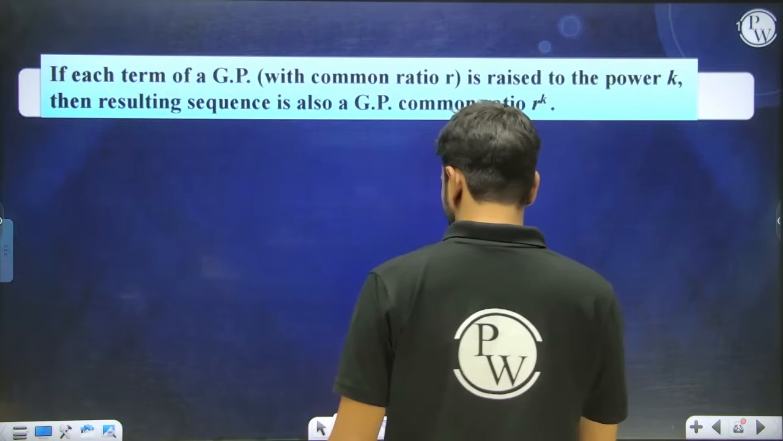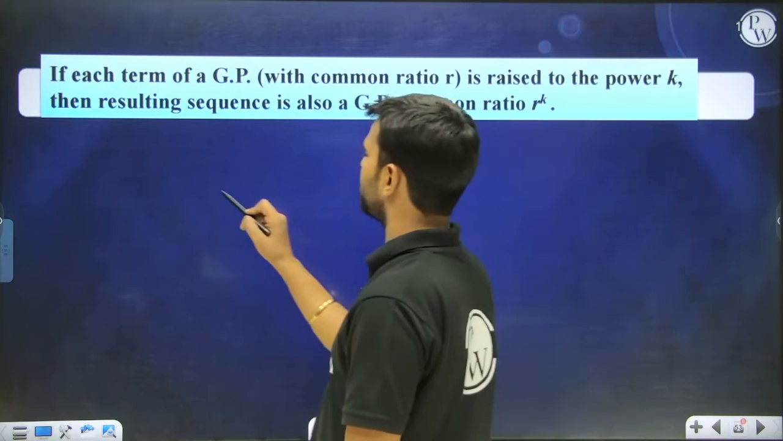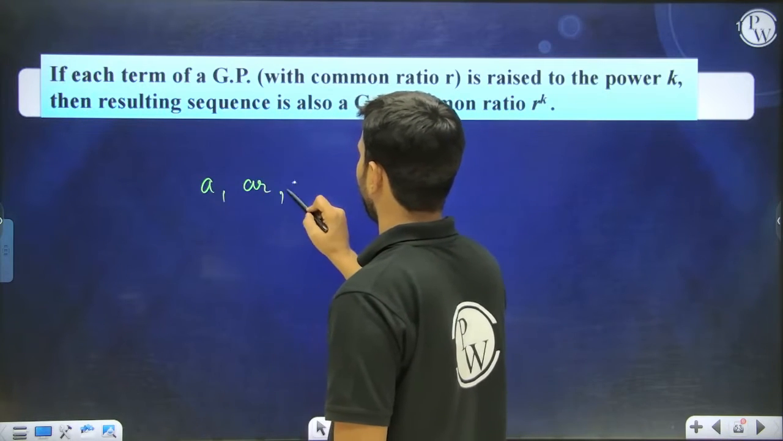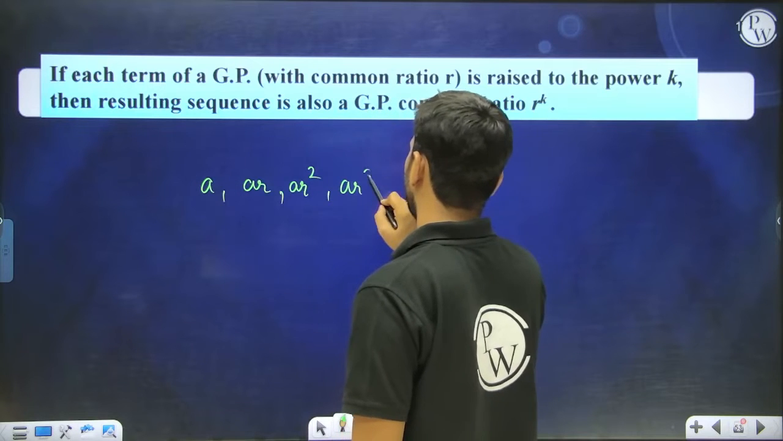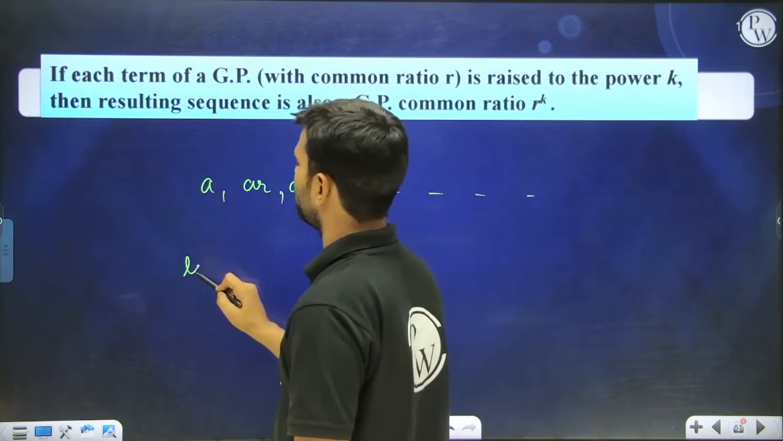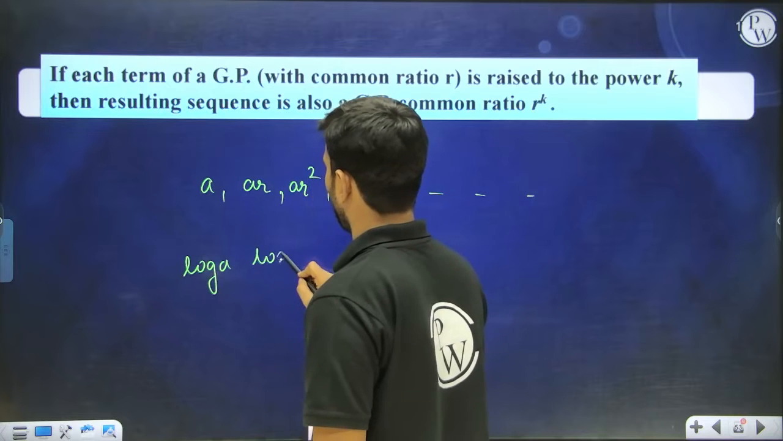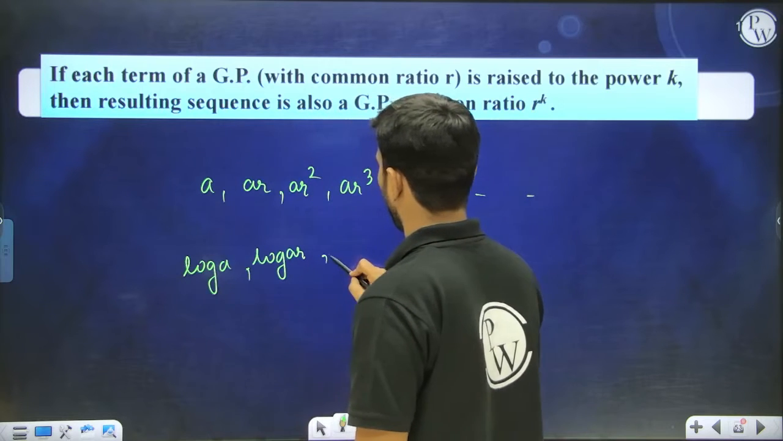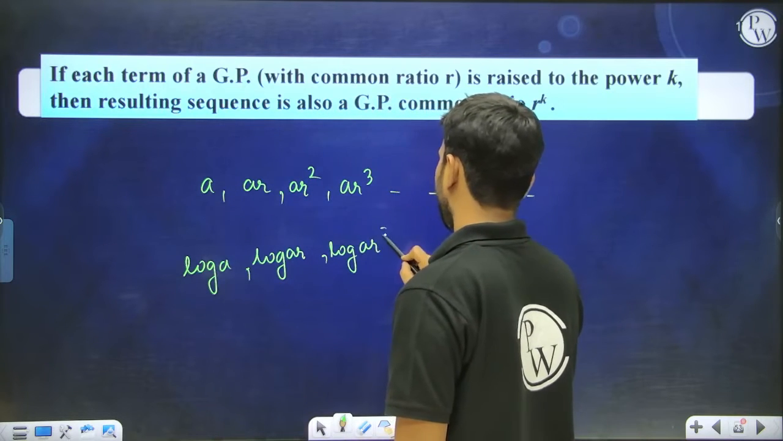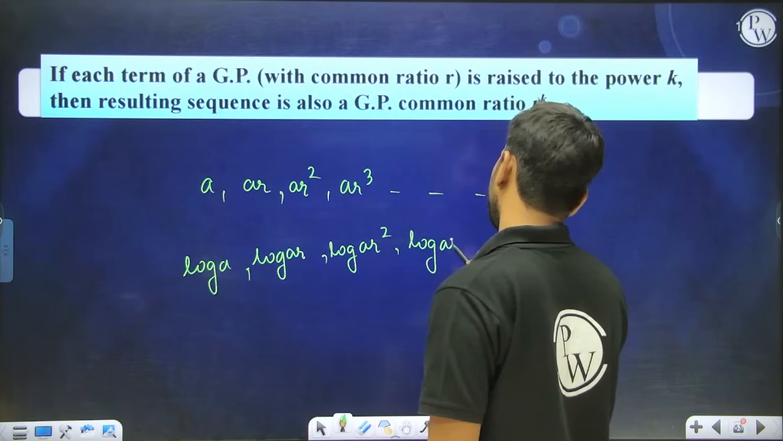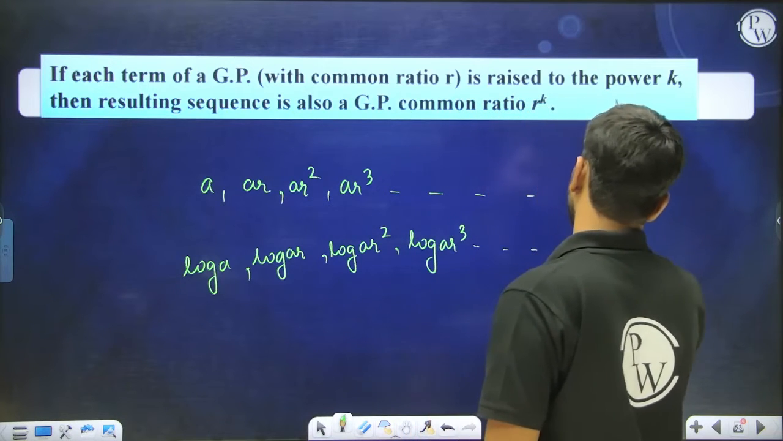One more thing, let me tell you: if these are terms in a GP, a, ar, ar square, ar cube and so on, and if I take log of all the terms, log a, here log ar, over here log ar square, and here log ar cube, then these terms will be in what?